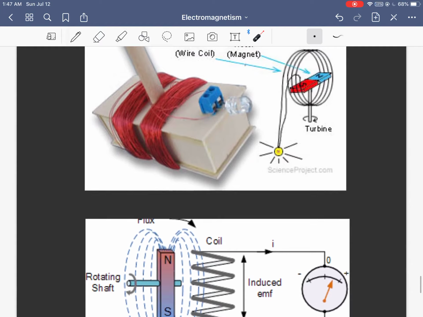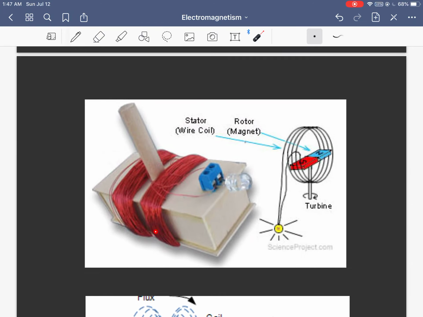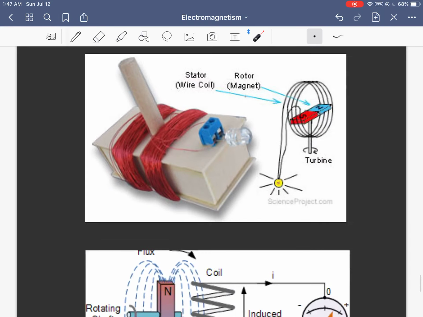And so even at home, you can make that really simple. If you just have a lot of wire and you wrap it into a bunch of loops, and you take a magnet on the inside of this box right here and you spin it around, well, that spinning magnetic field from the spinning magnet is going to cause electric current to flow, and it's going to light up this LED.